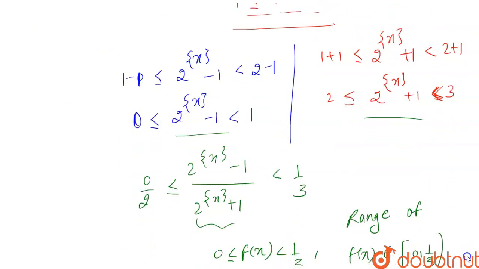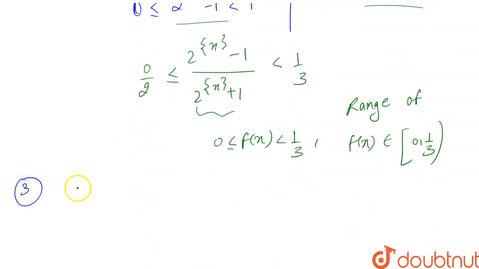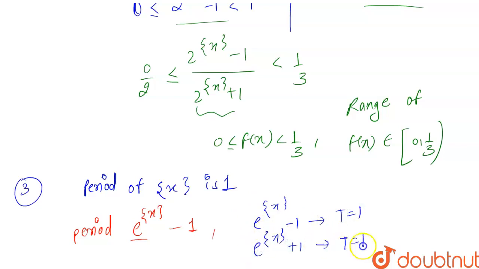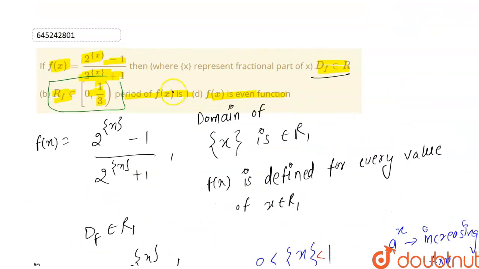Now let's move to the third one, the period of the function. Now we know that the time period of the fractional part is 1. So we can say that the period of 2 to the power fractional part x is also 1, because there is no change in the fractional part x. We know that on adding or subtracting any constant, the period remains the same. So we can say that 2 to the power fractional part x minus 1 has the time period T equal to 1, and 2 to the power fractional part x plus 1 has the time period T equal to 1. So from these two we can say that our function's period is also equal to 1. So we can say that the third option is also correct.